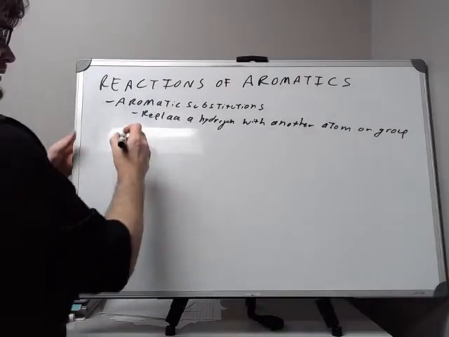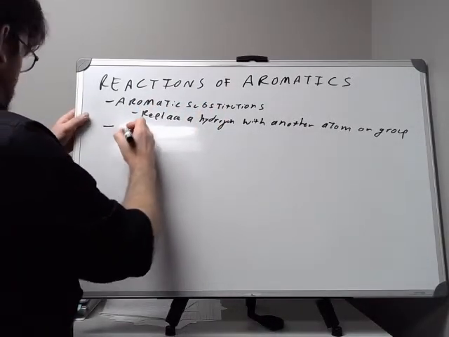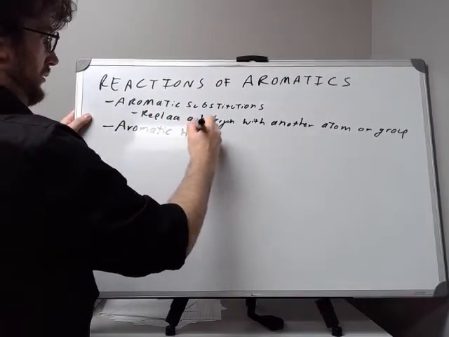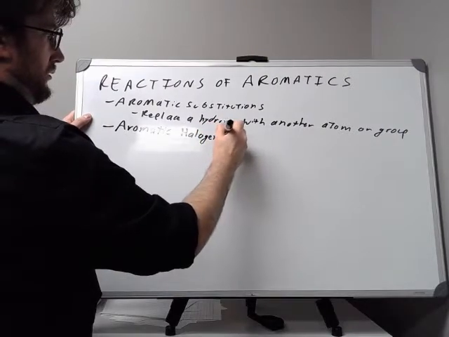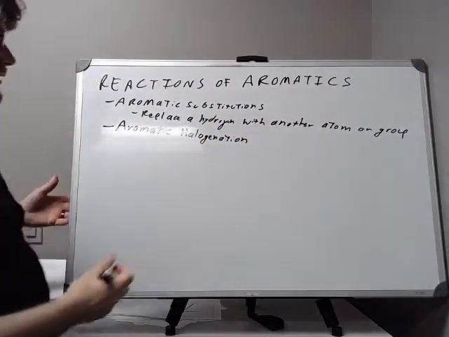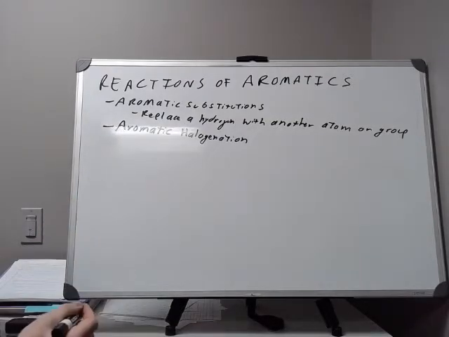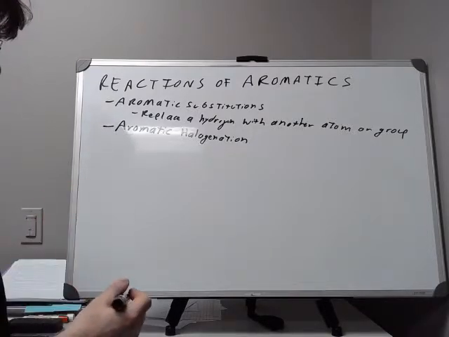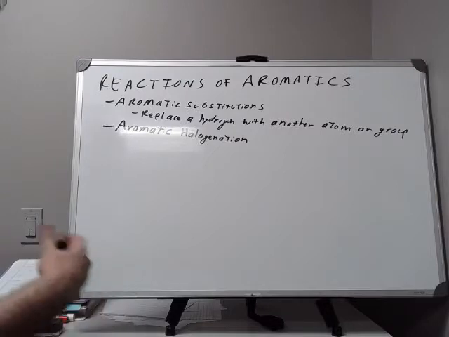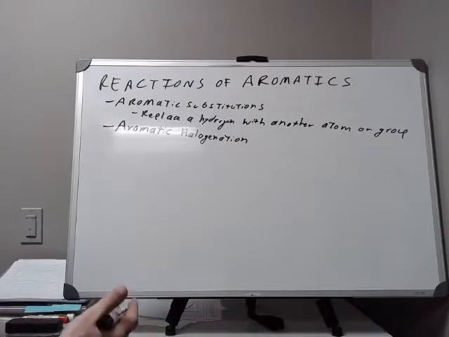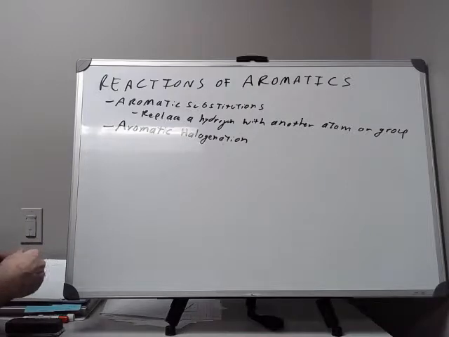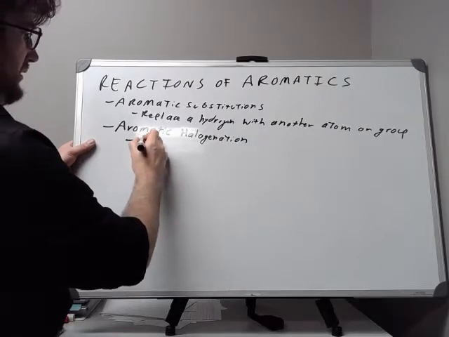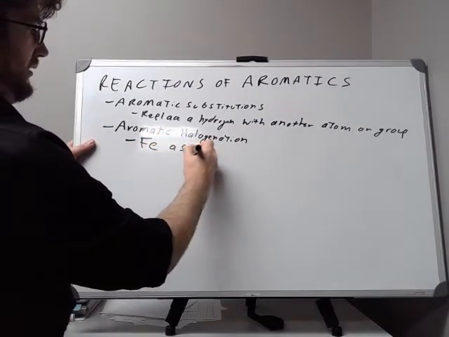One of the common aromatic substitution reactions is aromatic halogenation. And so you might think at first that this is similar to the halogenation of an alkane from the previous video, where we react an alkane with a halogen in the presence of ultraviolet light, and we substitute one of the hydrogen atoms for the halogen atom, but that's not the case. In this case, aromatic halogenation does not use ultraviolet light. Instead, it uses iron as a catalyst.